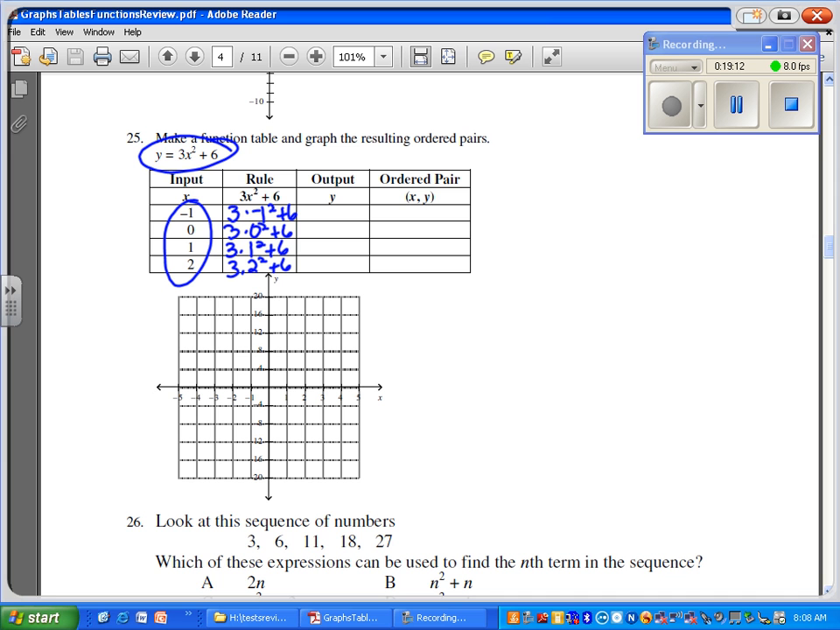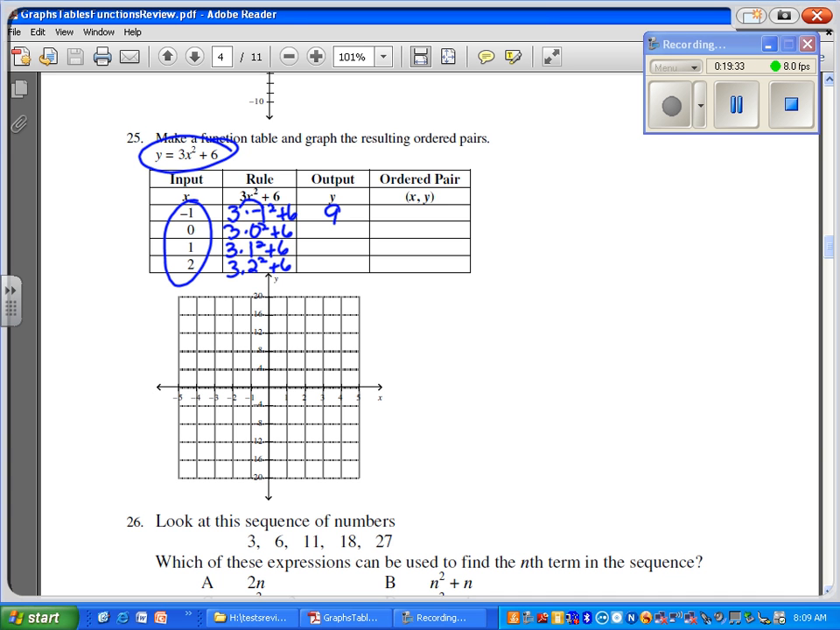Now let's solve that. What's (-1) squared? -1 times -1 is +1. Then I'm going to multiply by the 3. +1 times 3 is 3, plus 6. Our output is our answer of 9. Please make sure you're really careful about solving these, especially when you have negatives involved.